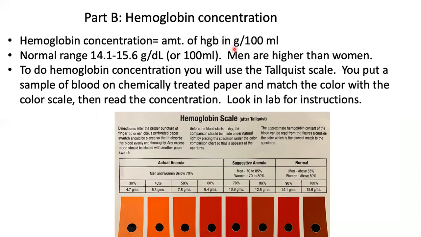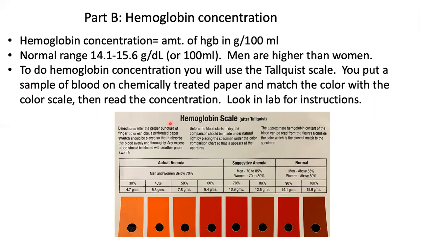So amount of hemoglobin expressed in grams per 100 mils of blood. Normal range, 14.1 to 15.6 grams per deciliter. Keep in mind 1 deciliter is 100 mils. You should know your conversions. 14.1 is normal for female, 15.6 is normal for male. Why are male red blood cell indices higher than female? What hormone? Good. There's a question on your lab manual, or lab handout, excuse me.